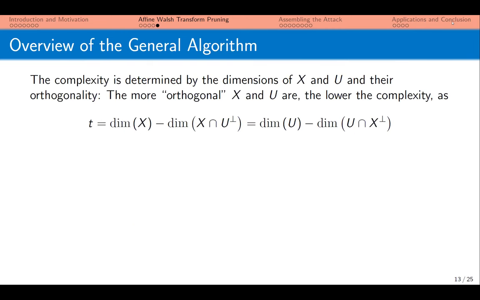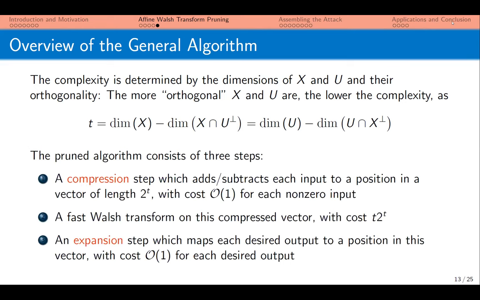So there are two things I would like to highlight about this more general result. The first is that the complexity of the algorithm doesn't just depend on the dimensions of X and U, but also on the orthogonality of the two spaces. The larger the orthogonal part that they share, the lower the time complexity of the resulting fast Walsh transform.